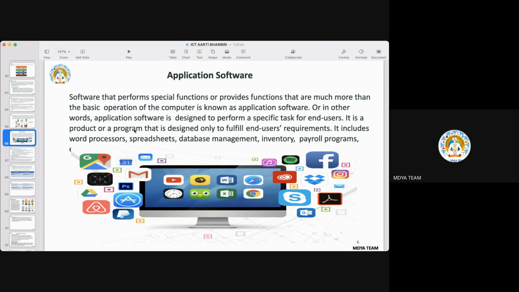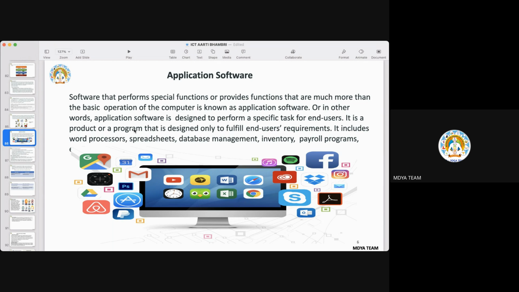Now application software. The manufacturer built a system with an operating system software, and it is ready to deliver to the customer. Now the customer wants some application, some function, whatever their need is. So they need some special software. Software that performs special functions or provides functions that are more than the basic operation of the computer is known as application software. Or you can say it is designed to perform some specific task. So these are the programs which are designed to fulfill the end user requirement.